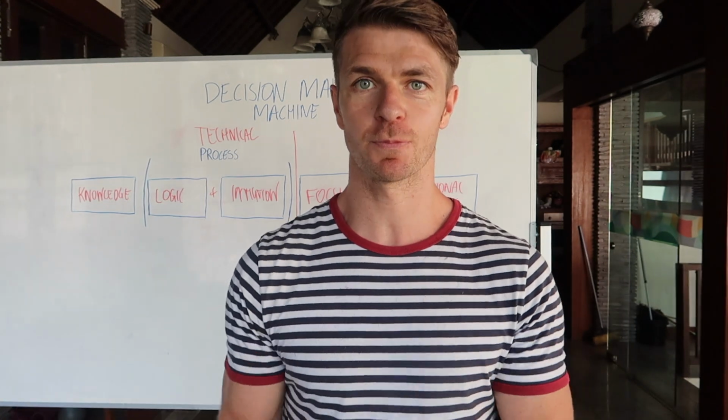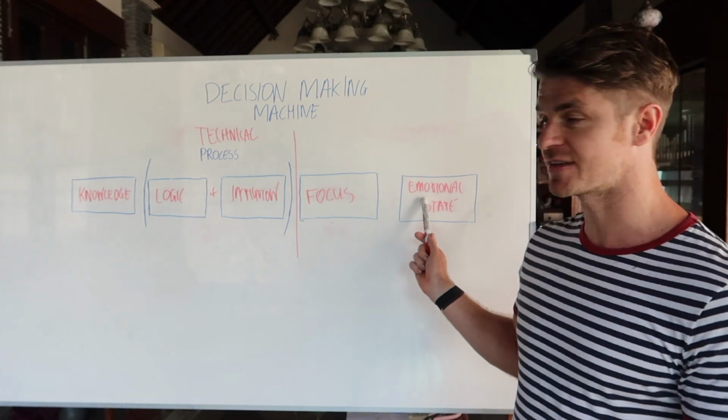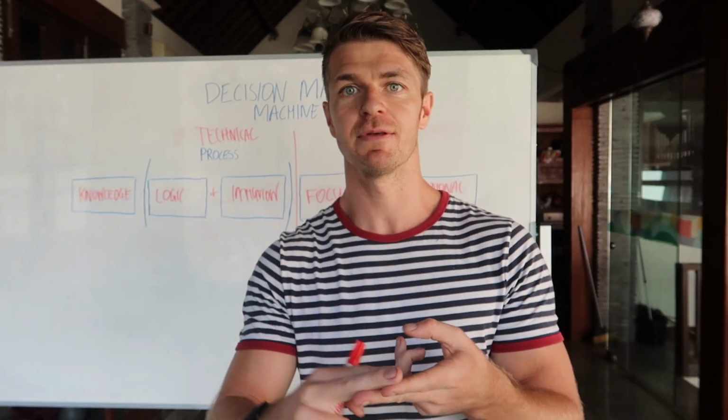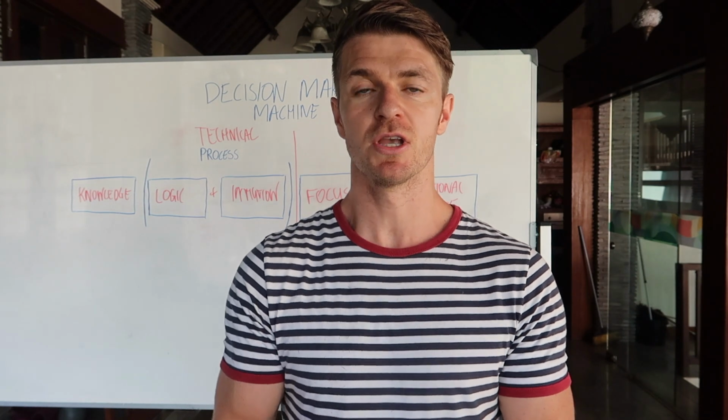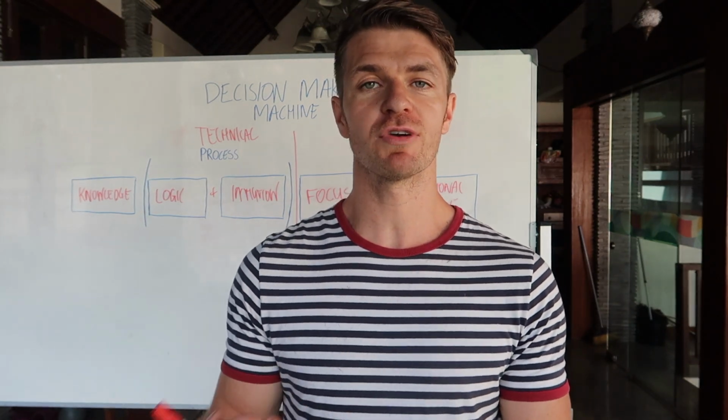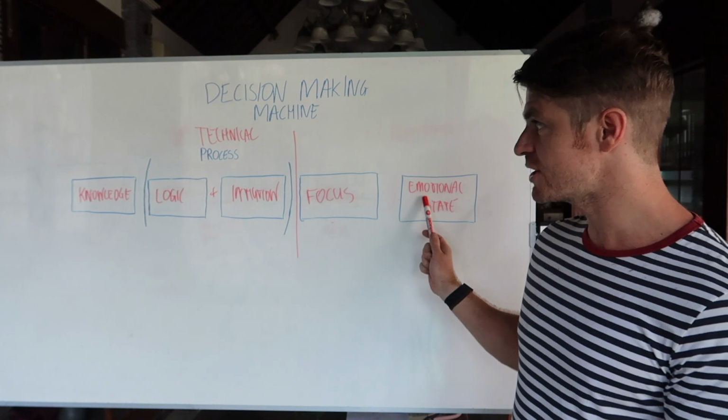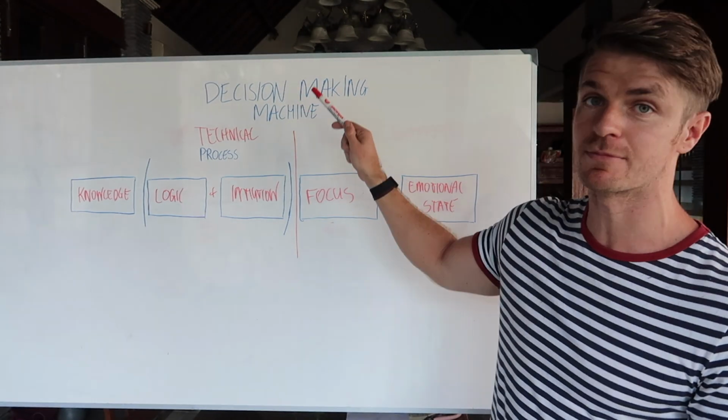So obviously, as poker players, you're very aware of the extreme ends of the scale: tilt, anger, rage. But you might not be aware of the more subtle ones like frustration, or boredom, where you're just not really in a good emotional state, and it's impacting every single decision in the decision-making machine.